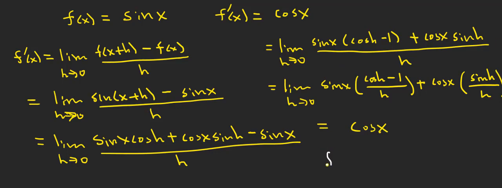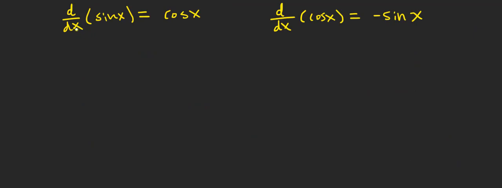Now, if you want to find the derivative of cosine x, you could use similar reasoning, and you will end up getting that the derivative of cosine x is negative sine x. So now we know that the derivative of sine x is cosine x, and the derivative of cosine x is negative sine x. And let's do some examples.